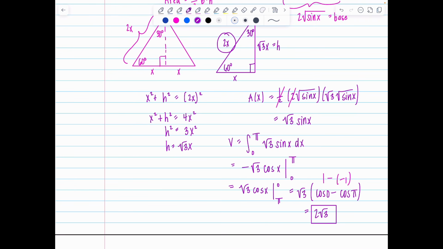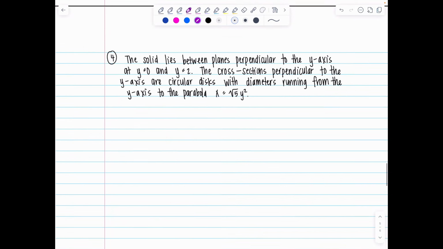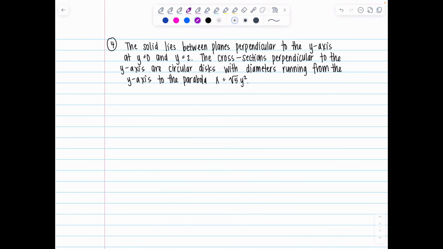Great job. Okay, last example. I promised you one where we'd integrate with respect to y. Here it is. The solid lies between planes perpendicular to the y-axis. Since it's perpendicular to the y-axis, we're going to integrate with respect to y, at y equals 0 and y equals 2. There's my A and B.